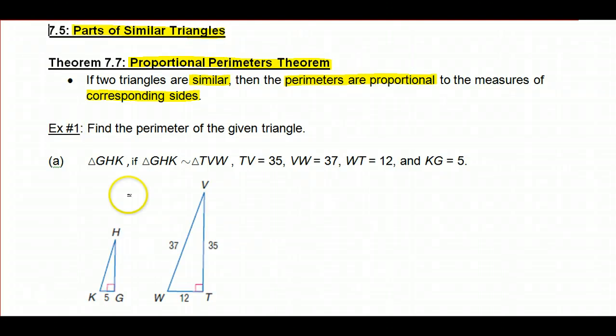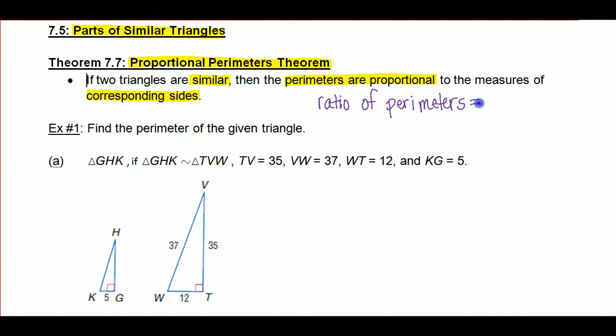All right, so the ratio of the perimeters is the same thing as the scale factor. So if we know the scale factor, we know the ratio of the perimeters.